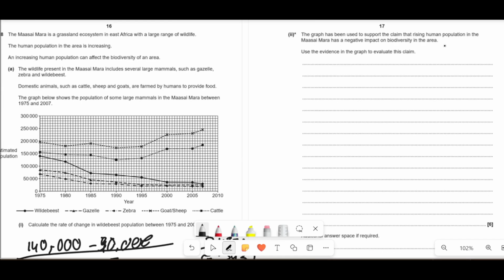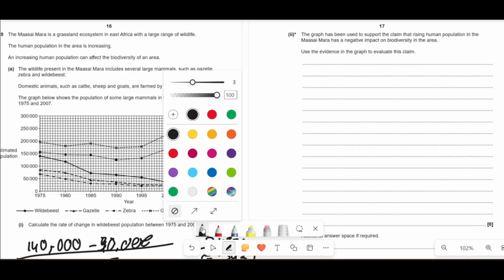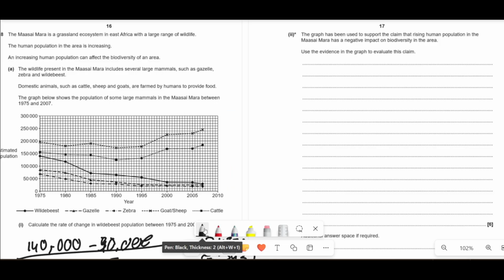So it's really important you keep that in mind. So then it says the graph has been used to support the claim that rising human population in the Masai Mara has a negative impact on the biodiversity in the area. Use evidence in the graph. So I've already looked at the graph and sort of made sense of it, and it's already starting to come to me. So again, when it says use evidence to evaluate it, you need to basically say things that support it and then what limitations there are from drawing that conclusion from here.